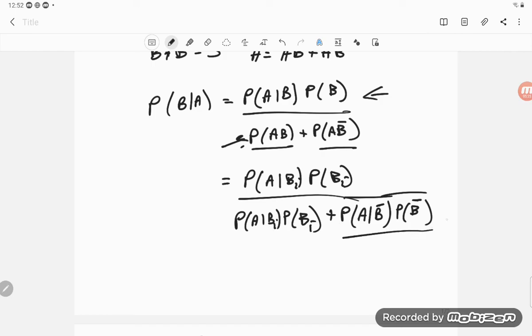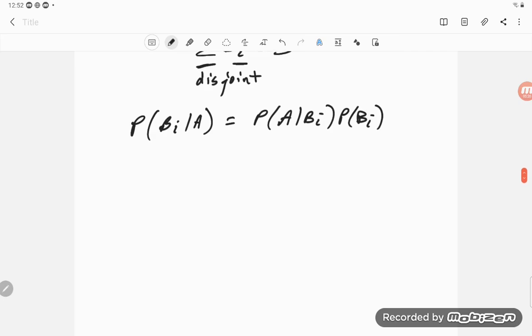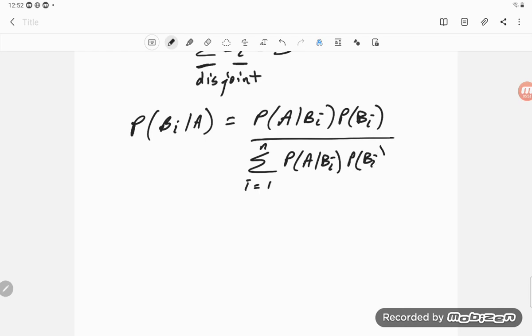And then all this was that I could write the P of A that goes in the bottom down here as the sum over all the i, 1 to n, of these P of A given B i times the probability of B i. So it's the sum over all of those.